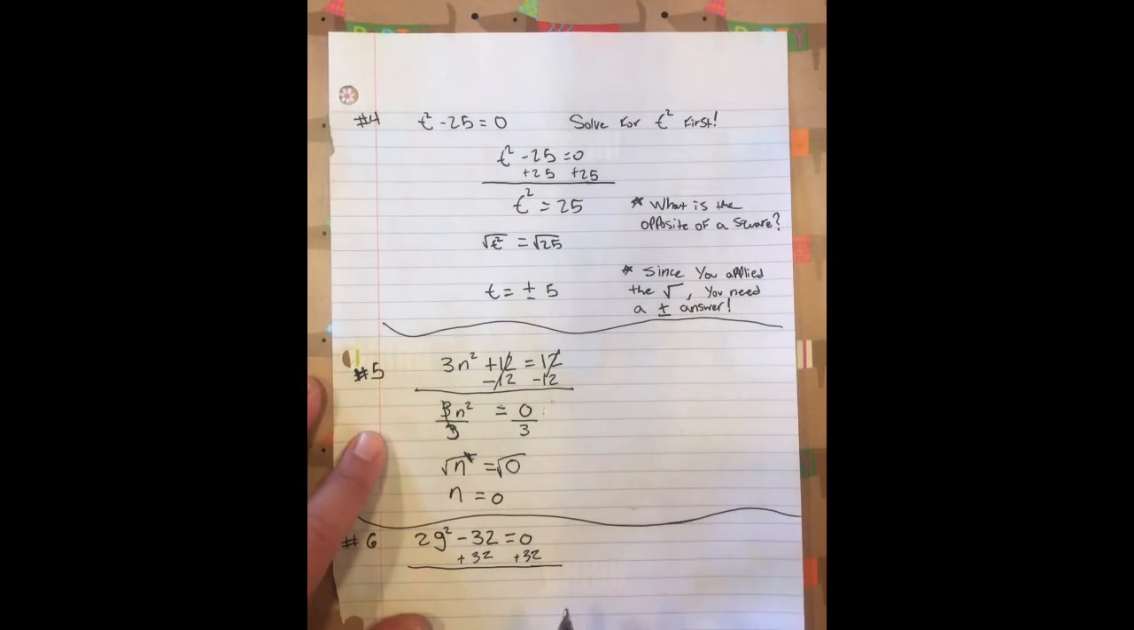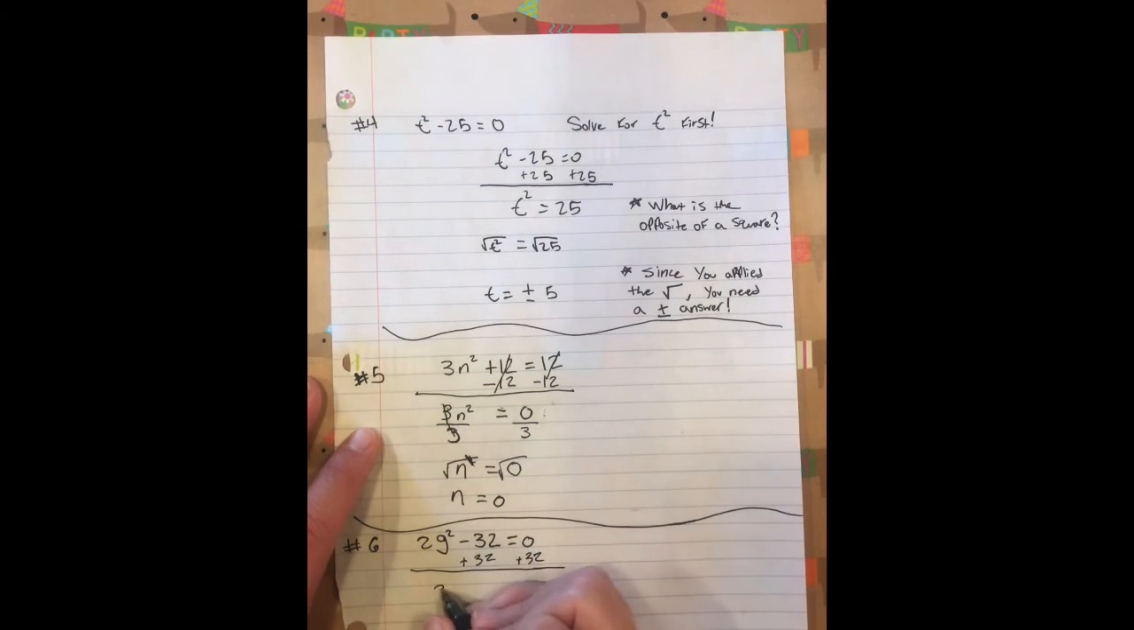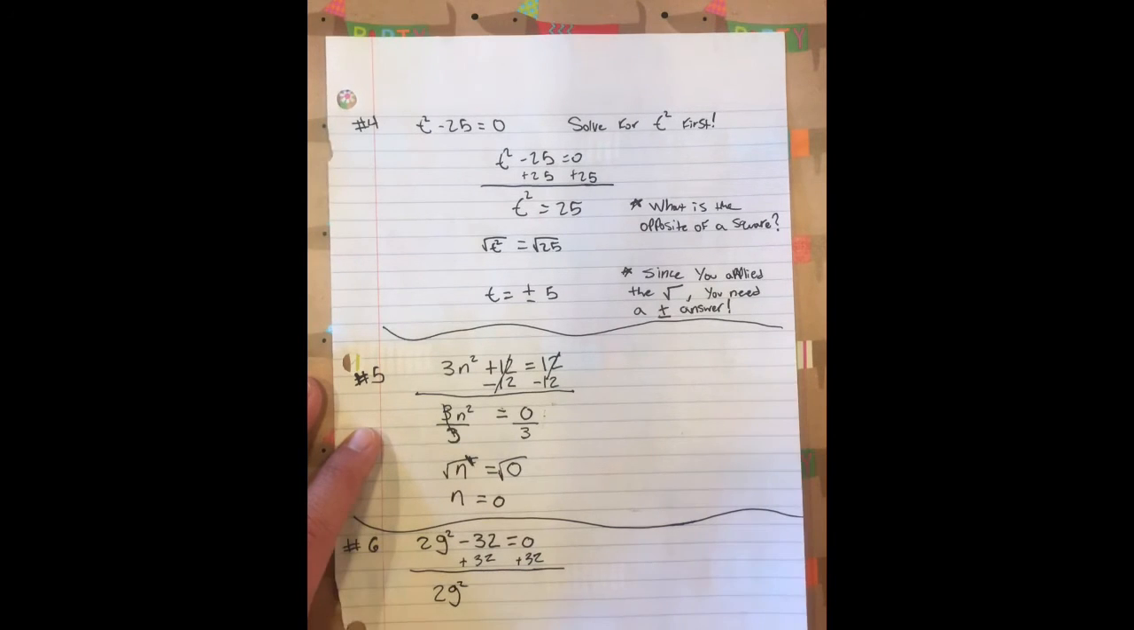All right. Now, I did nothing to the 2g squared, so I'm just going to bring that down. Minus 32 plus 32 cancel each other out. I can bring my equal sign down. What is 0 plus 32? 32.